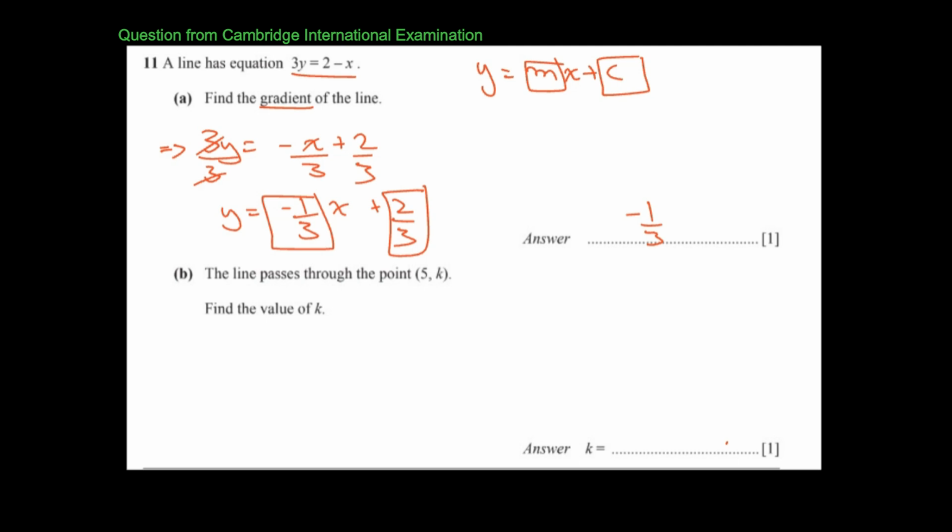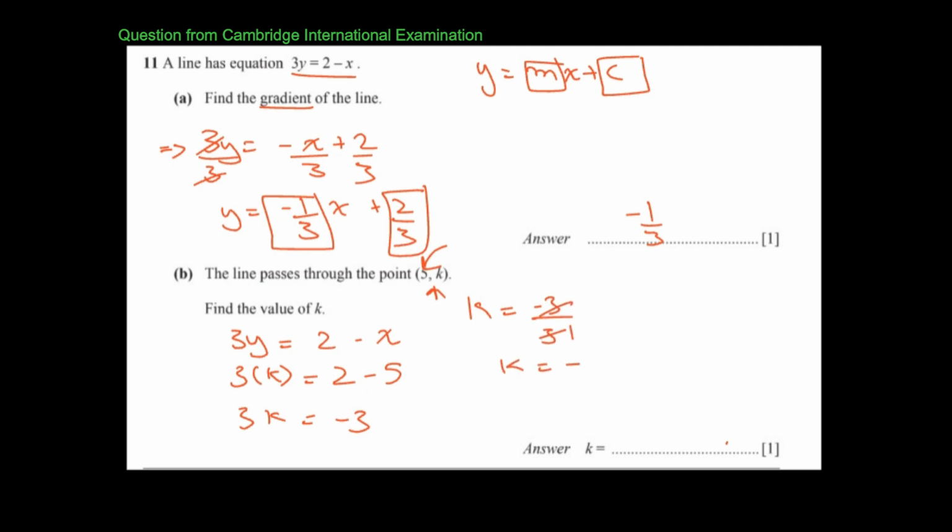Now the line passes through the point 5, k. Find the value of k. So the equation is 3y equals 2 minus x. And for y, you will substitute k. So 3k equals 2 minus, and for x, you will substitute 5. So 3k equals 2 minus 5, which is -3. And k equals -3 divided by 3. So k equals -1.